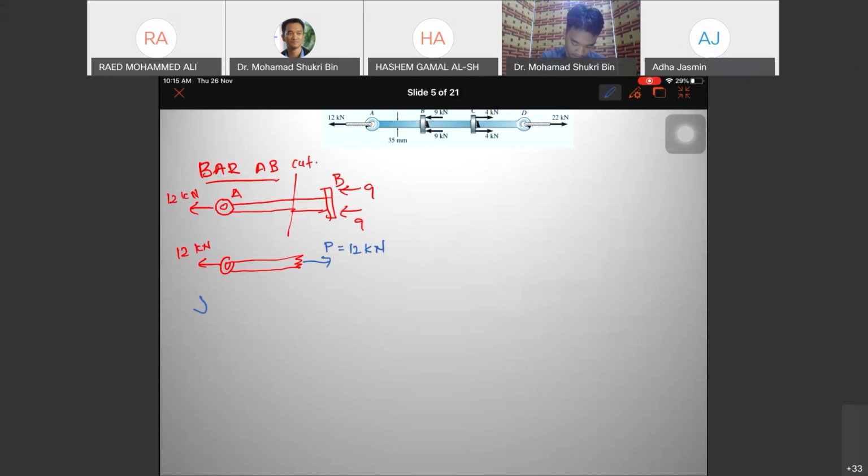So sigma AB, we call it the stress for bar AB, is equal to P over A, which is 12 kilonewton or 12,000 newton over A. A we already calculated before, 350 mm squared. So 12,000 divided by 350 is 34.3 megapascal. So that is for bar AB.